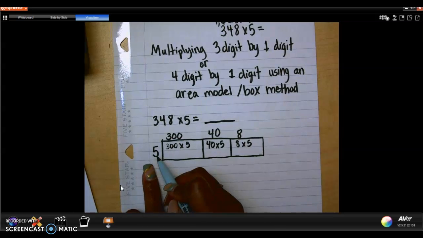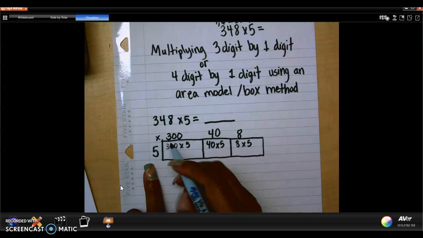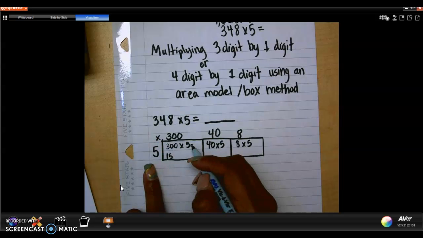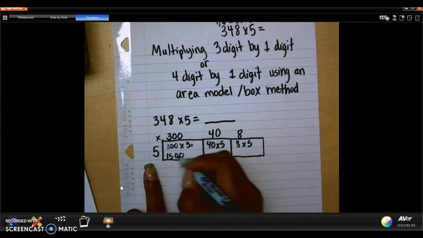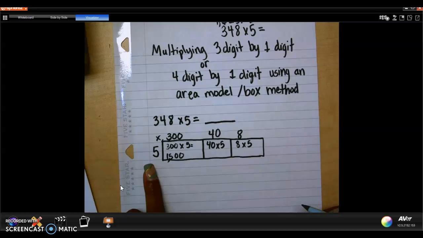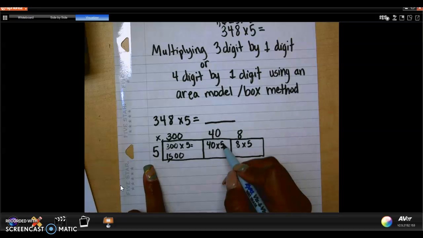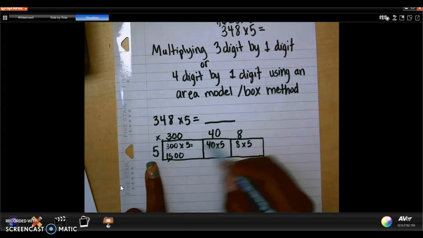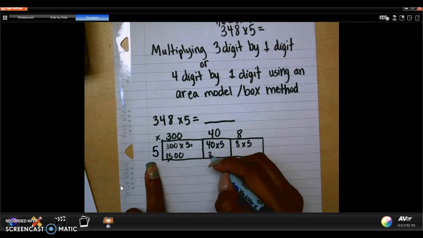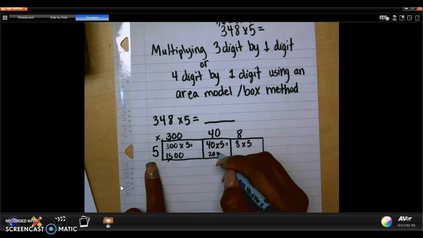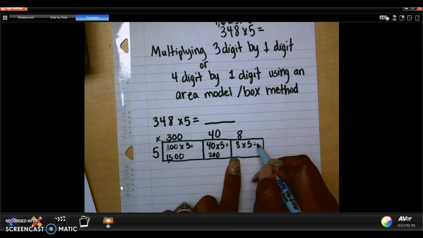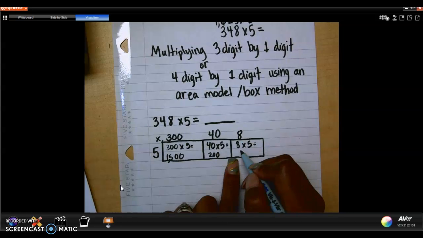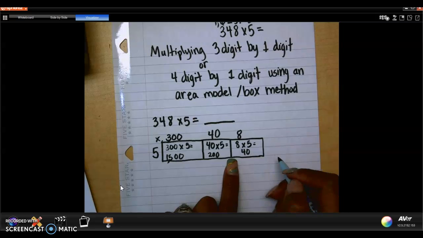If I know that 5 times 3 is 15, and then I add 2 zeros, I know that 300 times 5 is 1,500. Going again, 40 times 5, 4 times 5 is 20, and then there's another 0 here. So 40 groups of 5 is 200. And the last one, if I have 8 and I multiply it by 5, that is 40.